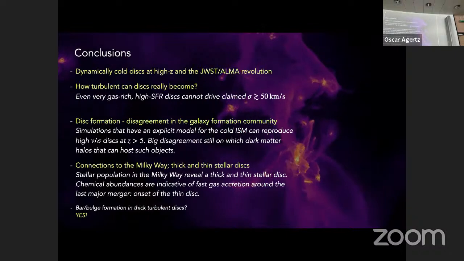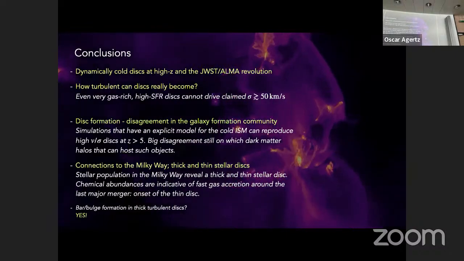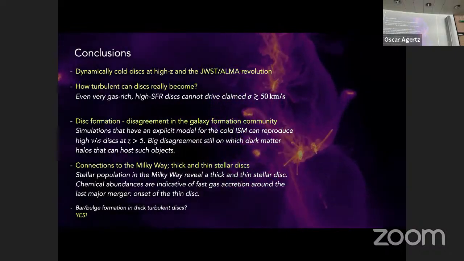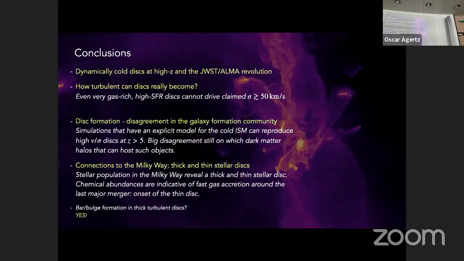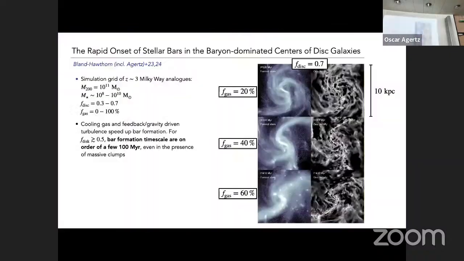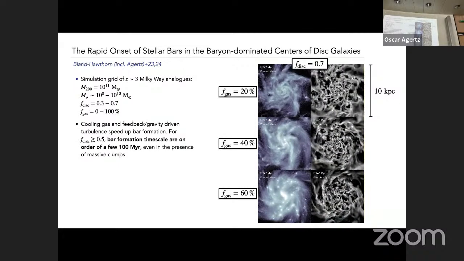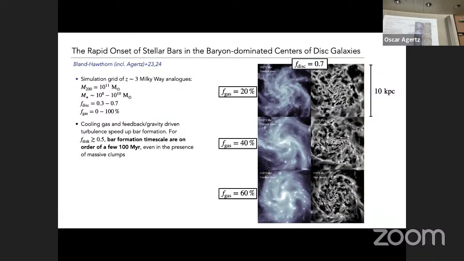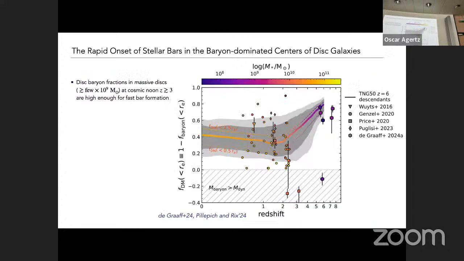Really nice talk, and you talked a lot about the importance of gas cooling for forming disks, and potentially also for bars. But can you say anything about star formation models and how this can affect disk formation and bar formation? So you're just using a density threshold versus something that's more sophisticated?